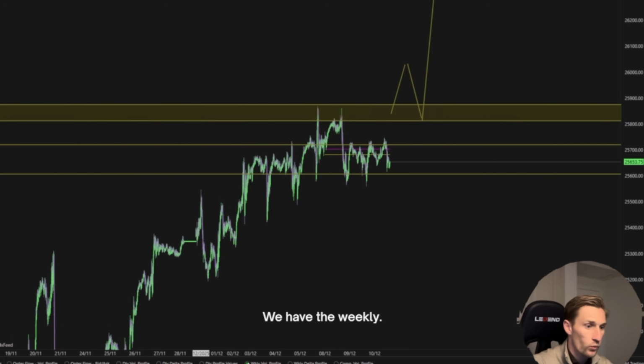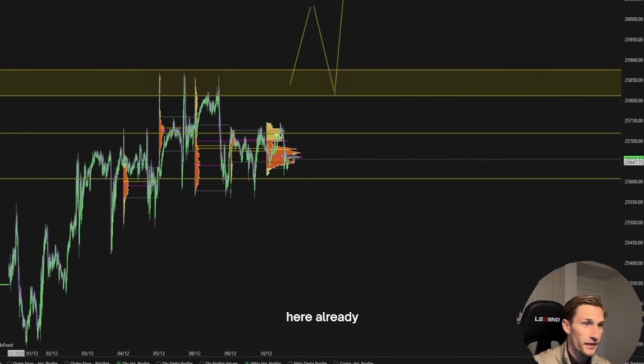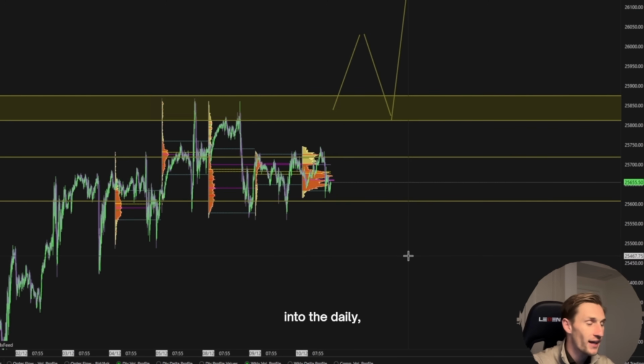So we had the composite, we had the weekly. Now let's go to the daily. And as you can see here already, we had 1, 2, 3, 4, almost 5 days in that same range. And that's actually the same as, of course, the weekly. But before we dive into the daily, I want to show you another chart.